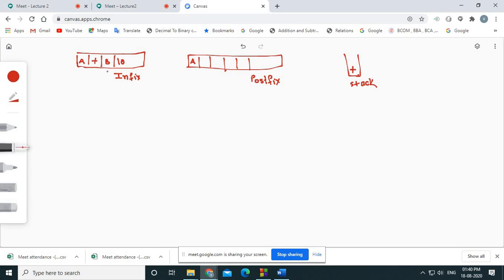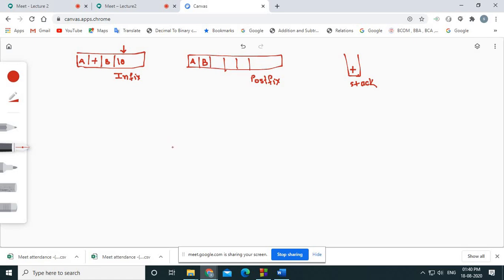What is the next character? The next character is B. Is B an operand or operator? It is an operand, right? So where does an operand have to be placed? In the postfix array. Are you getting this? Now because this is processed, you move ahead and reach this place. What will be the next character? It is null. Null means the infix expression has ended here, right?